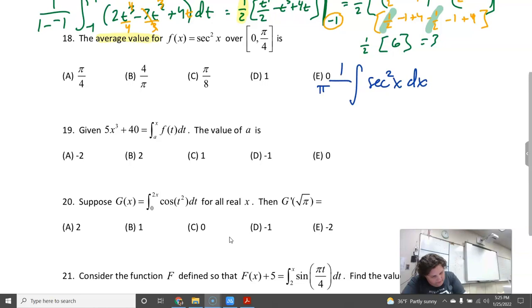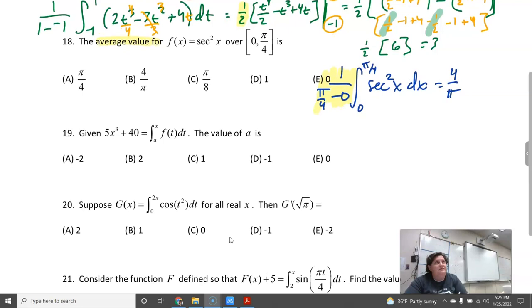1 over b minus a, the integral from a to b. Okay. Now remember, we kind of talked about this, but if it says 1 over pi over 4, a really easy way to write that is 4 over pi. All right? So 1 over pi over 4 is 4 over pi. The integral of secant squared is tangent, because the derivative of tangent is secant squared. And I'm evaluating this from 0 to pi over 4.